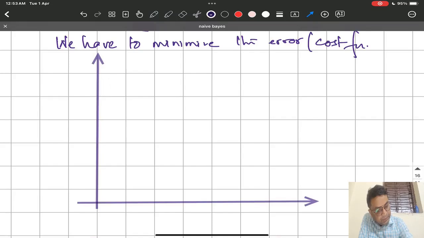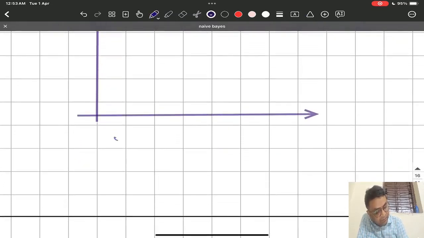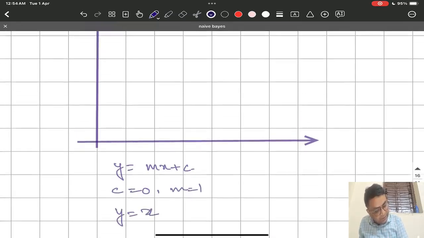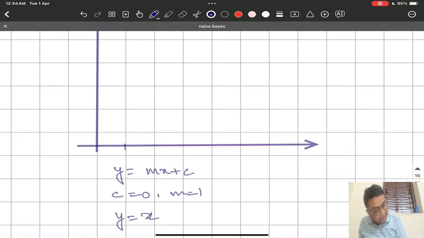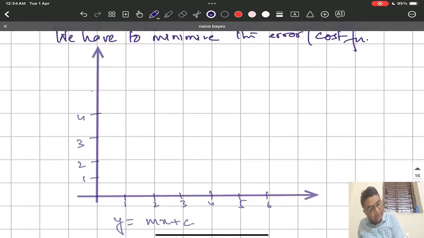Okay, now what I told, y equal to mx plus c, is it clear? Now c equal to 0, m equal to 1, it's given. So y equal to how much? y equal to x. So what will happen? This one is the first point, right? 1, 2, 3, 4, 5, 6. Is it clear?